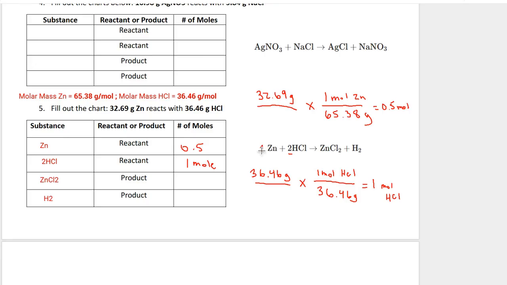There's no 1 here, but there's really a 1. 1 mole of zinc for every 2 moles of hydrogen chloride. We still have the same ratio. 0.5 is half of 1. 1 is half of 2. But since we cut it in half from 1 to 0.5 and from 2 to 1, we're going to get half the product. So we're going to get 0.5 moles of zinc chloride, and we're also going to get 0.5 moles of hydrogen gas.